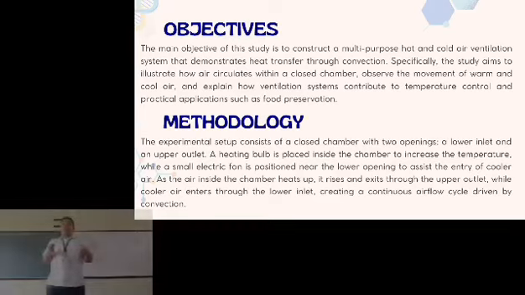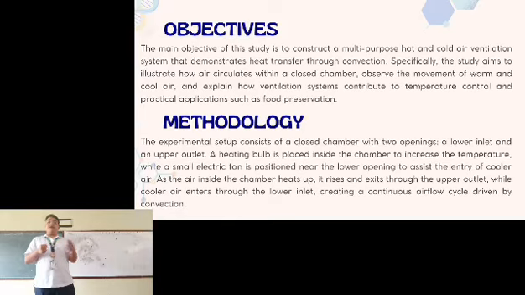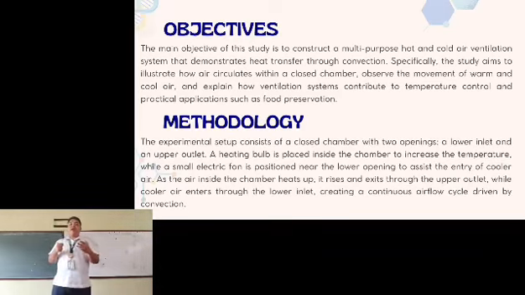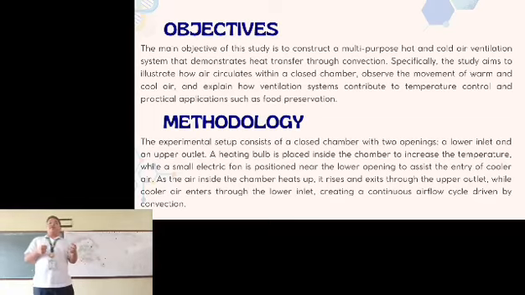preservation. Methodology. The experiment setup consists of a closed chamber with two openings, one lower inlet and one upper outlet. A heating bulb is placed inside the chamber to increase the temperature, while a small electric fan is positioned near the lower opening to assist the entry of cooler air. As the air inside the chamber heats up, it rises and exits through the upper outlet, while the cooler air enters through the lower inlet, creating a continuous cycle of airflow driven by convection.